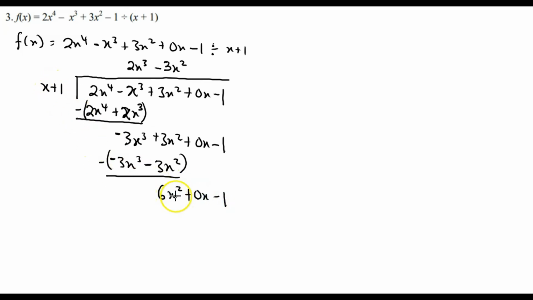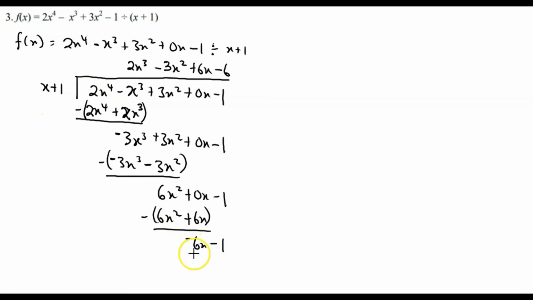X goes into 6x squared, that will be plus 6x times. 6x multiplying x gives us 6x squared. 6x multiplying 1 will give us plus 6x. Subtracting between the two functions, we'll be left with 0x squared, and then we'll have negative 6x. Then finally minus 1. X will go into negative 6x, that is minus 6 times.